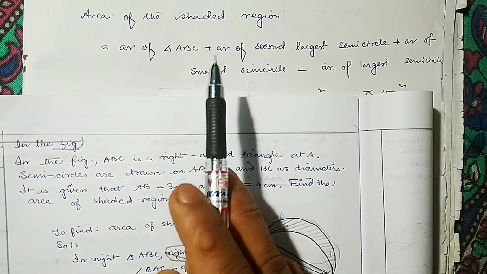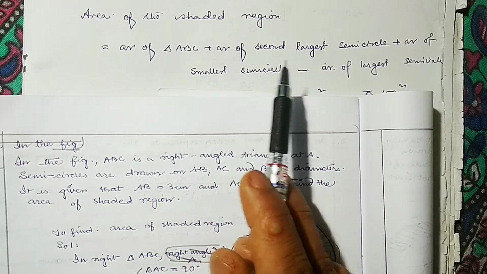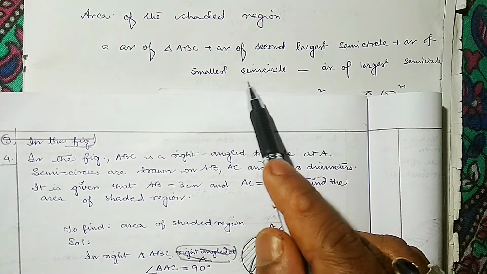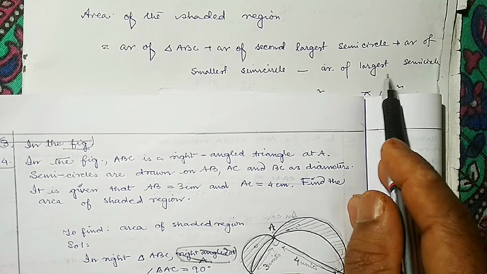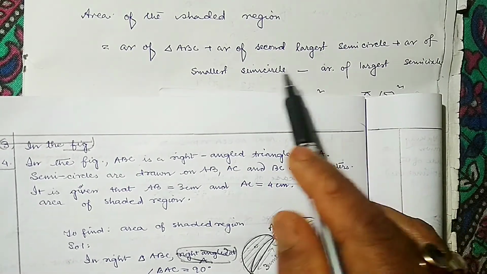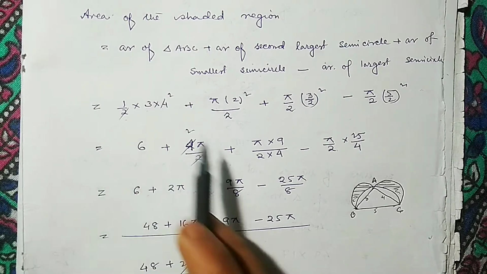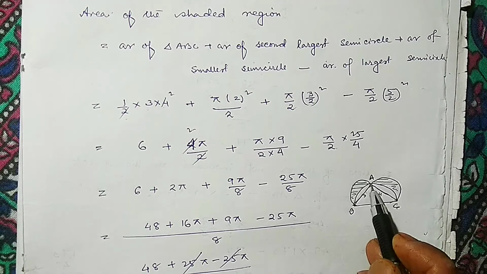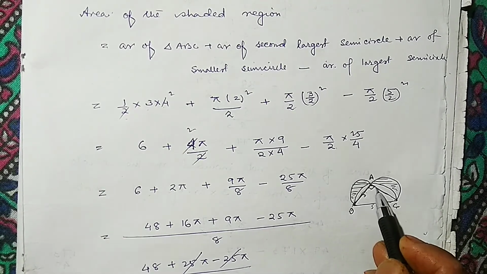That's why I have written: area of the shaded region is area of triangle ABC plus area of the second largest semicircle, that is this part, plus area of the smallest semicircle, that is this part, and from this we are going to subtract the area of the largest semicircle. Area of the triangle ABC is half into base into height. So in this triangle ABC, area is half into 3 into 4 because this is the right angle. So this is base, this is height.